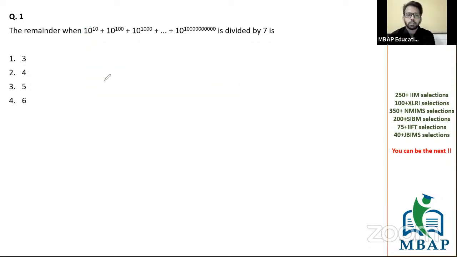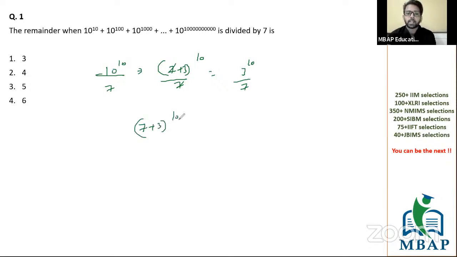So even if I take the first part of the question, which is 10 raised to 10 divided by 7, it can be expressed in the form of (7 plus 3) raised to 10 divided by 7. Again, the remainder would be as simple as 3 raised to 10 by 7. The second part, similarly, will be (7 plus 3) raised to 100 divided by 7, where the remainder would be 3 raised to 100 divided by 7, which is 3 raised to 10 by 7, the whole square, likewise. Clear? All I can see is 3 raised to 10 by 7. The only thing I want is to find the remainder of 3 raised to 10 by 7.